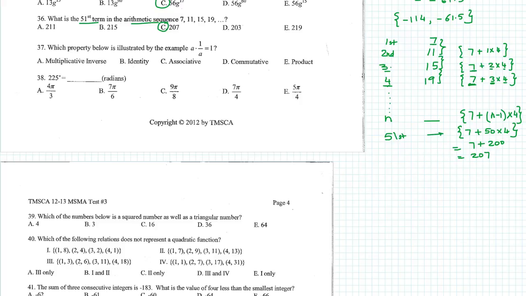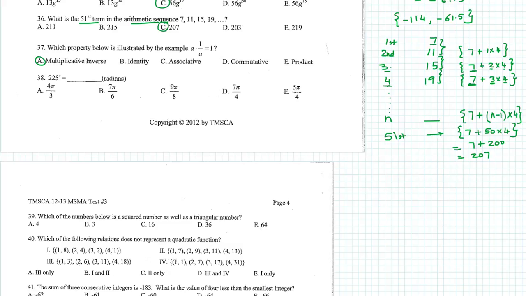Question 37. Which property below is illustrated by the example a times 1 over a is equal to 1? So this is called a multiplicative inverse. So we select A as the answer.